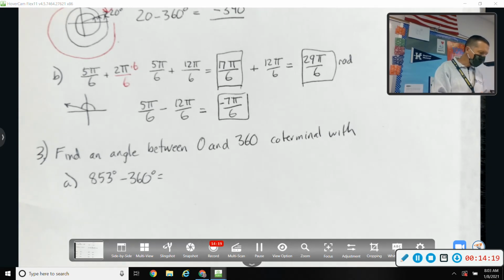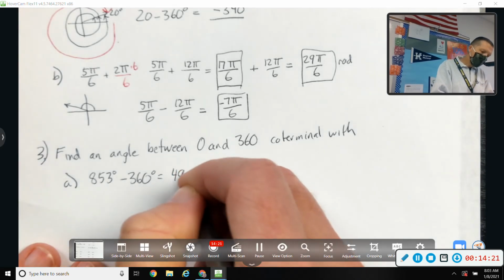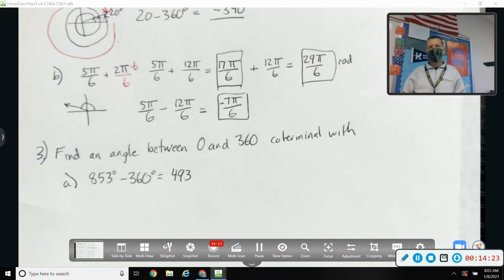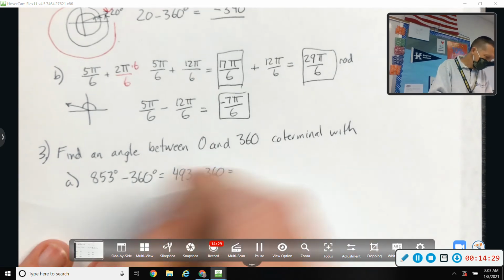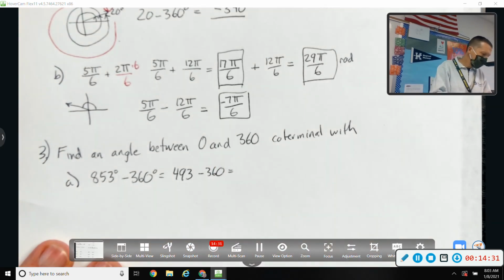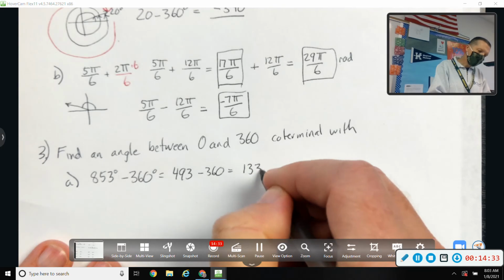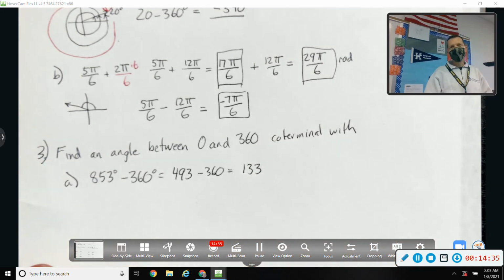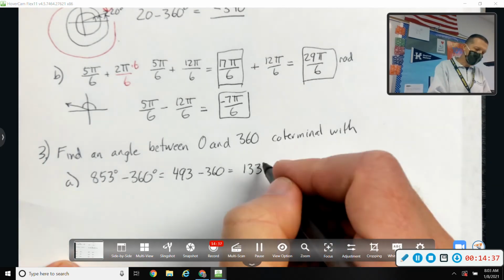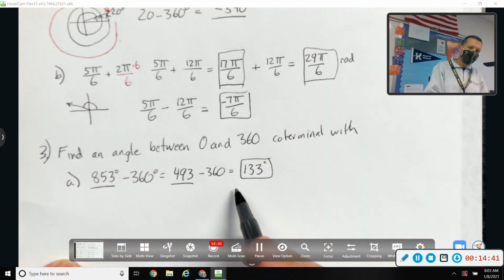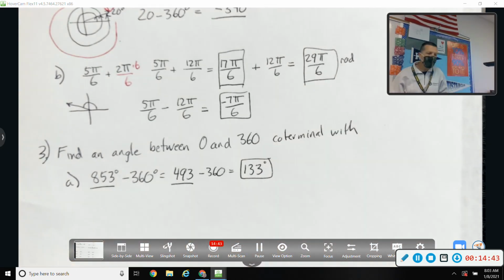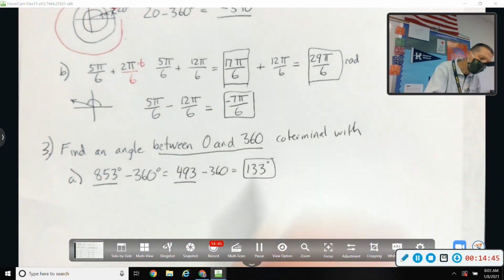853 minus 360. 493, is that my answer? No, what do I need to do then? Subtract 360. 133, is that my answer? Yeah, it's between 0 and 360. So 493, 853, and 133 are all coterminal, but we wanted the one between 0 and 360.